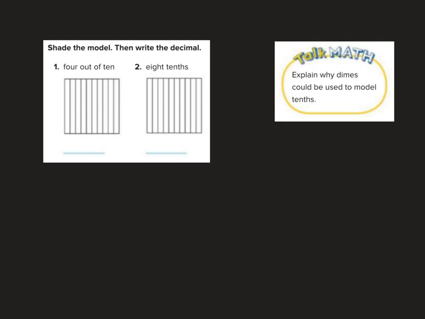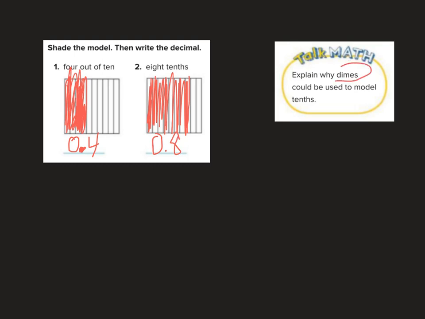Shade the model, then write the decimal. 4 out of 10. So 1, 2, 3, 4 out of 10 here. So I can write that as 4 tenths, 0.4, sorry. Okay, 8 tenths. I can write my decimal as 8 tenths.